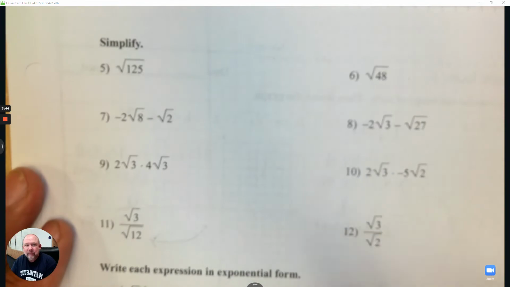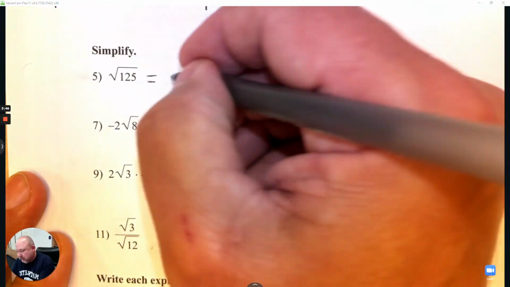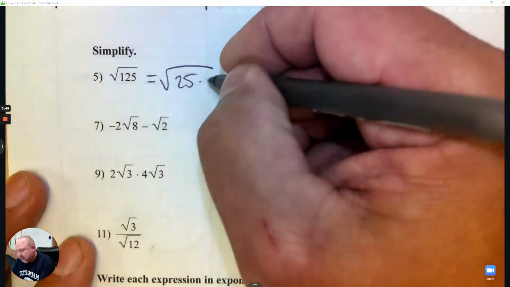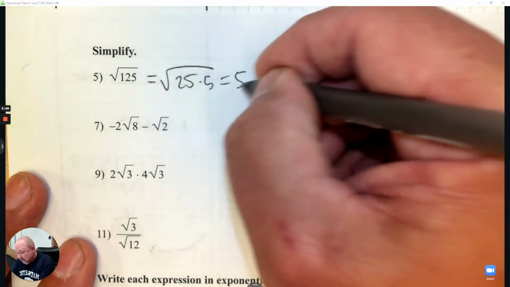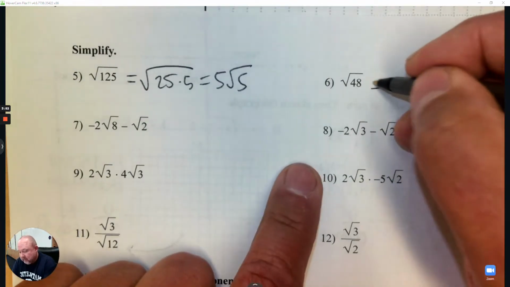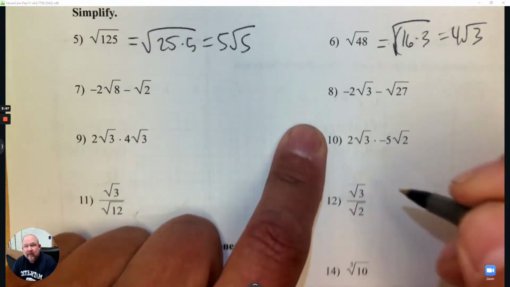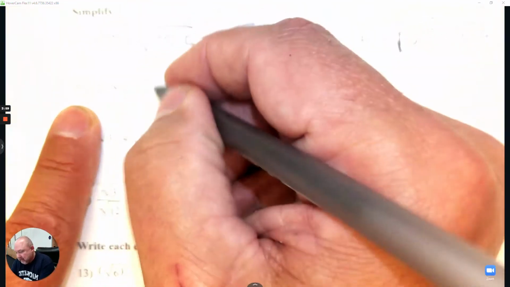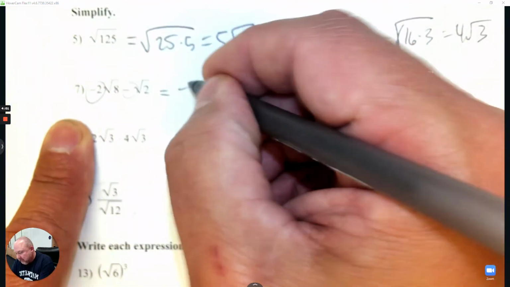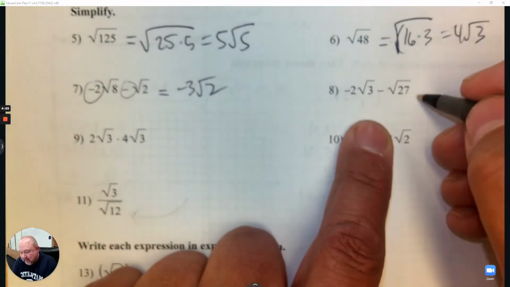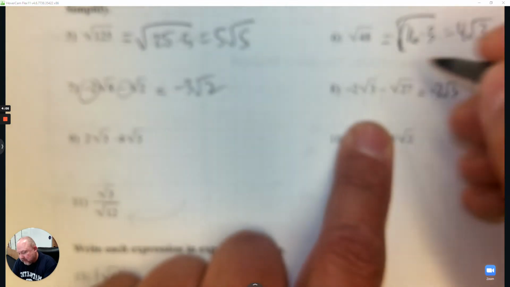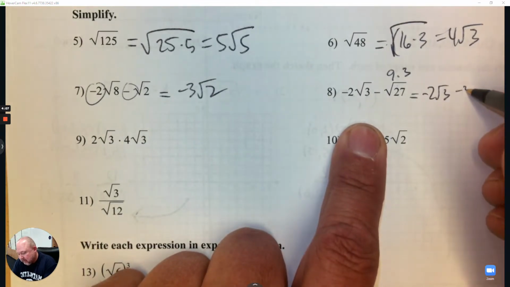Can you simplify square roots? So I need to know the perfect square that goes into it evenly. This is going to be 25 times 5. This one's going to be 16 times 3. If they're the same radical, that's -2 and -1. That's -3 root 2. I might have to simplify first. So 27 is 9 times 3. So that's 3 root 3.